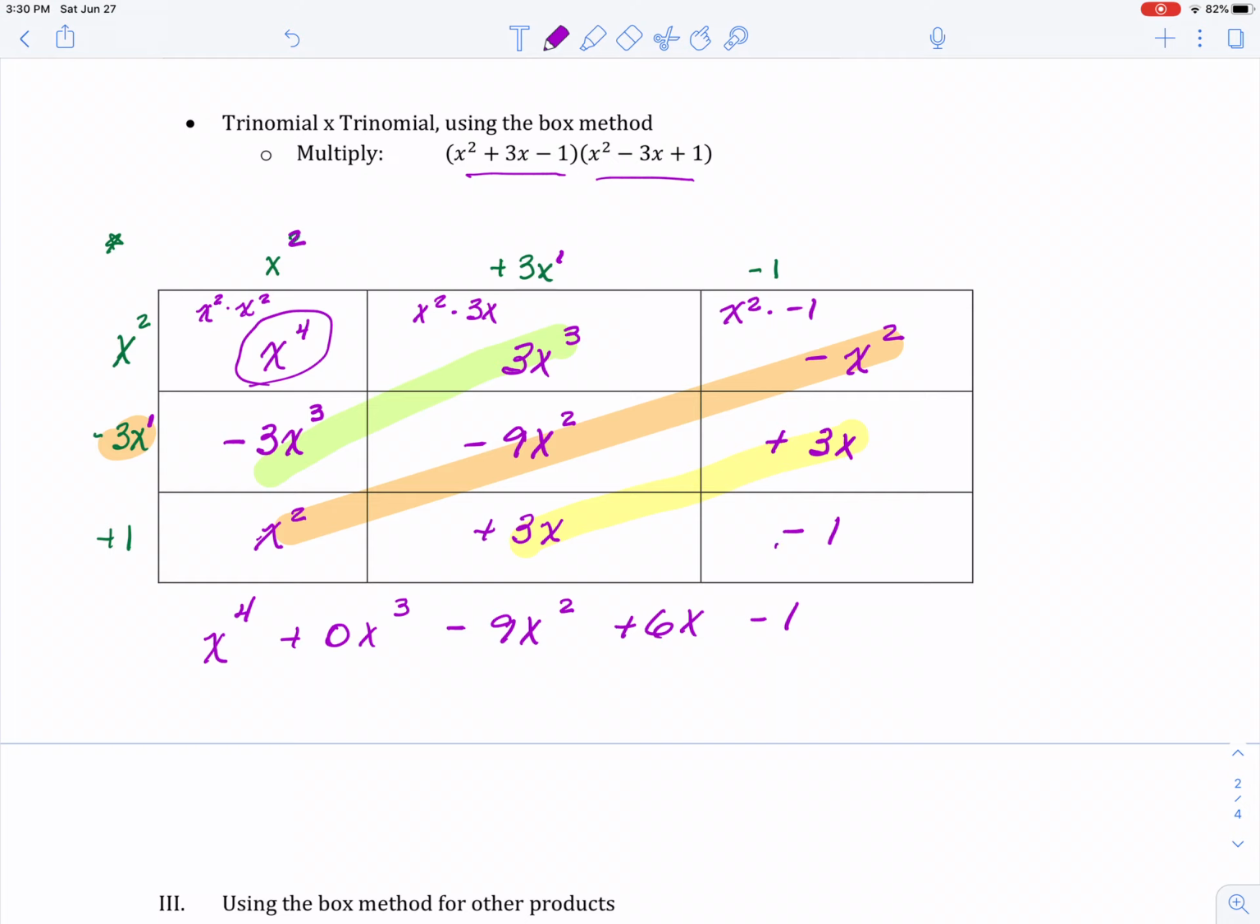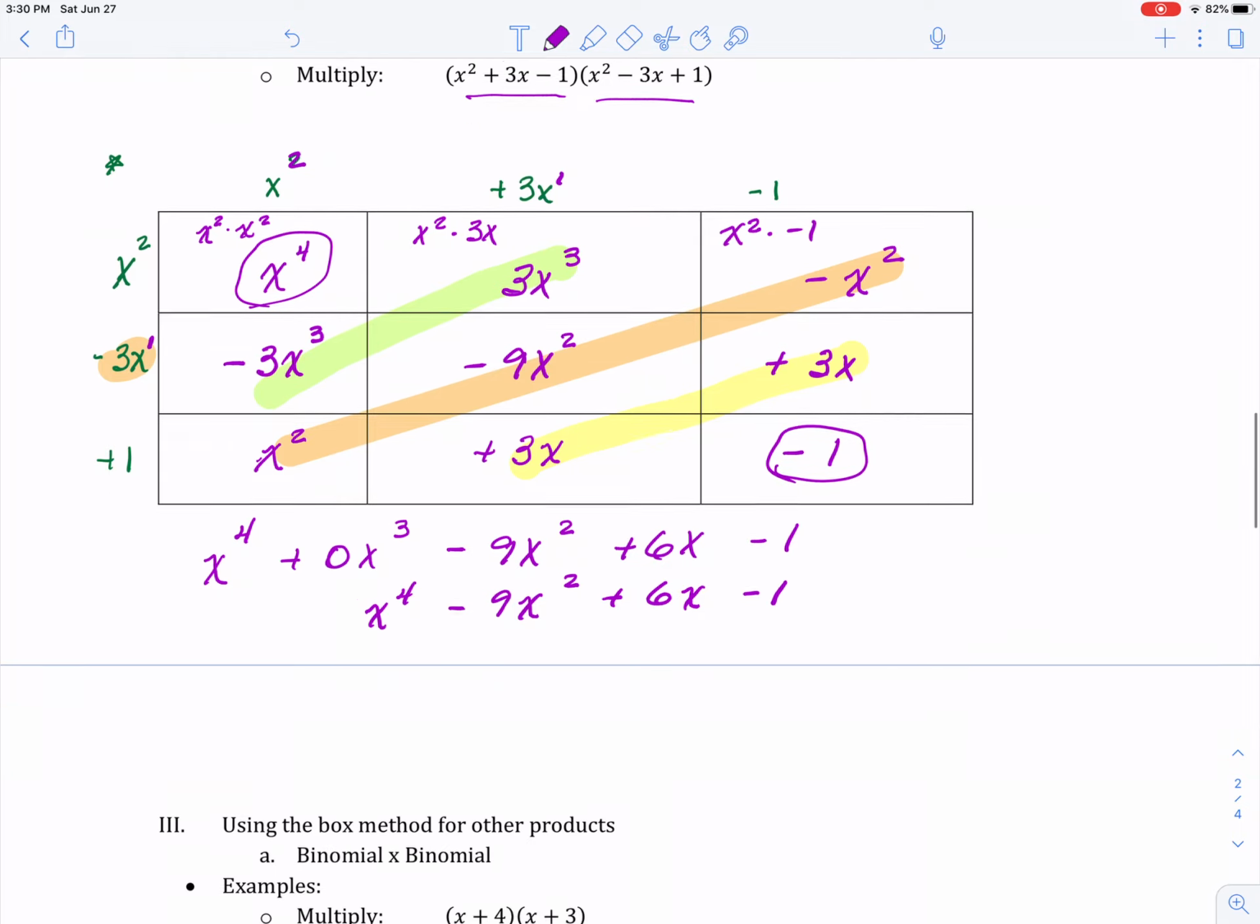So I picked up all the pieces. Don't forget this minus 1 down here. So when you write this down, you don't want to write down the 0x cubed. You just want to skip over that. And so we end up here with a polynomial. It's got 4 terms of degree 4 with a lead coefficient of 1. And again, we don't write that 1 down.